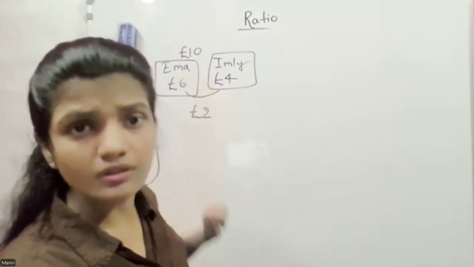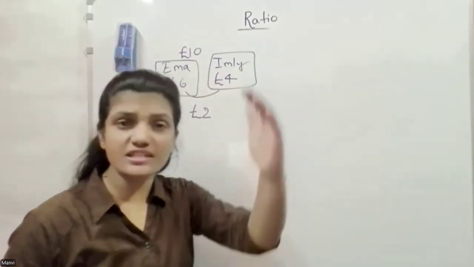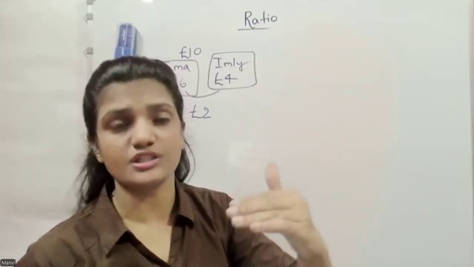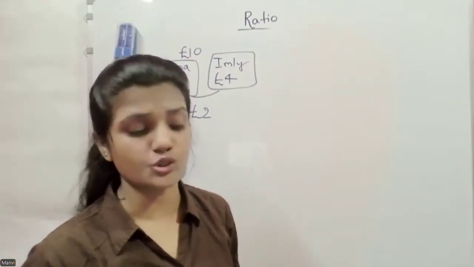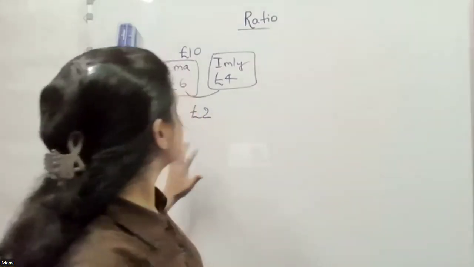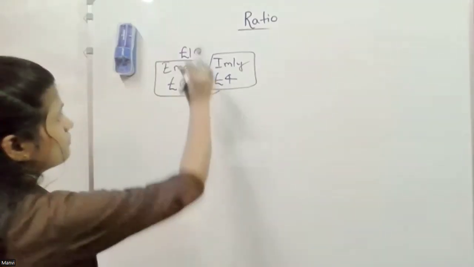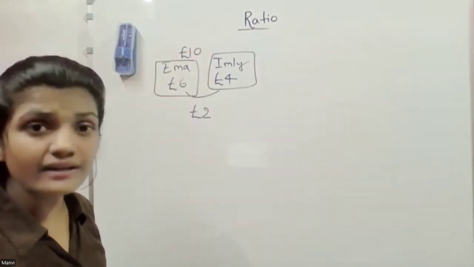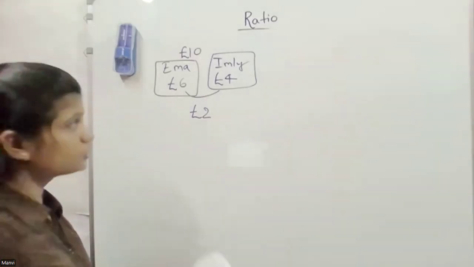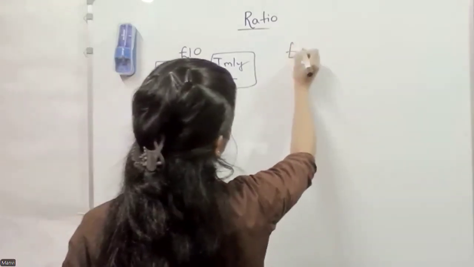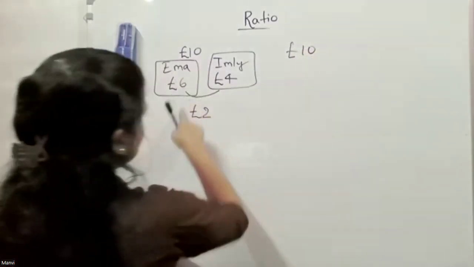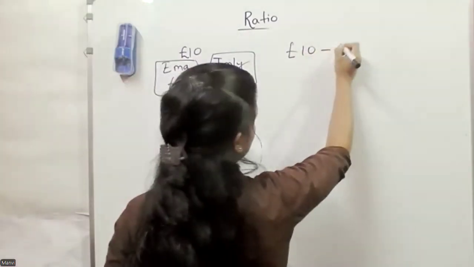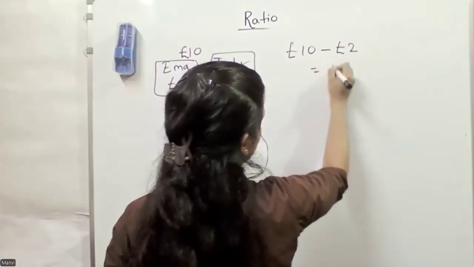So the total will be 10 pounds. Whenever we have this type of quotient, how we approach it is like this: first we need to subtract the difference from the total. Here we have 10 pound. So subtract this difference from this total. So this will be 8 pound.